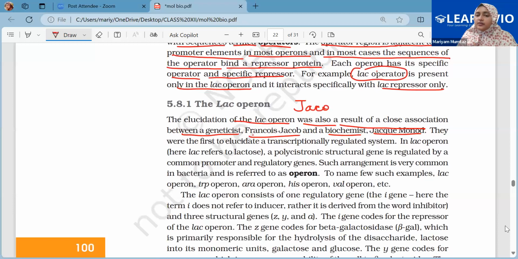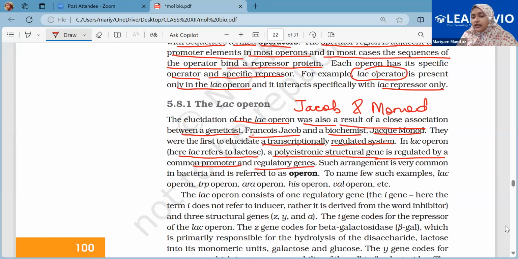Okay, they are responsible for the elucidation of the lac operon. They were the first to elucidate a transcriptionally regulated system. In lac operon, lac refers to lactose. A polycistronic structural gene is regulated by a common promoter and regulatory gene. Such arrangement is very common in bacteria and it is referred to as operon.